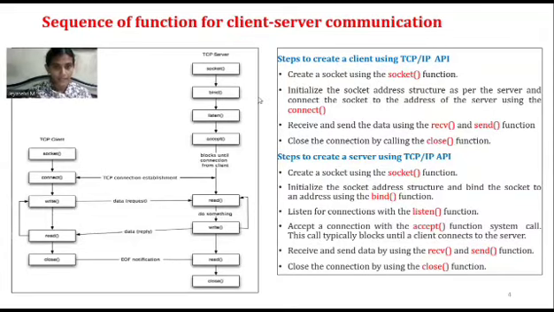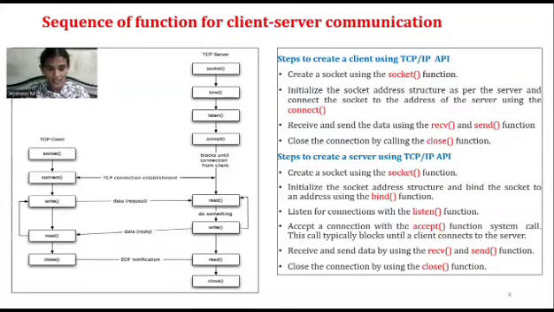The next function is the listen function, which is used by the TCP server. It listens for the incoming connections that are coming from the TCP client. And the accept function is used by the TCP server. Whenever the accept function is executed at the server side, at that time the client is connected with the server. So these are the normal system calls which we use: socket, connect, bind, listen, and accept.